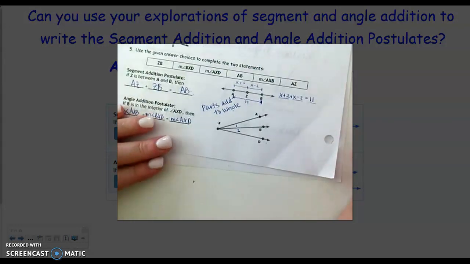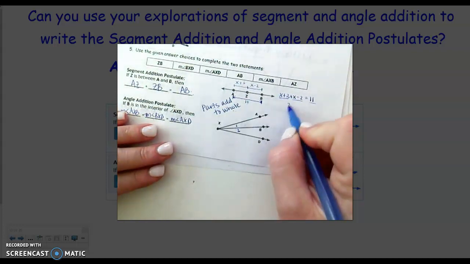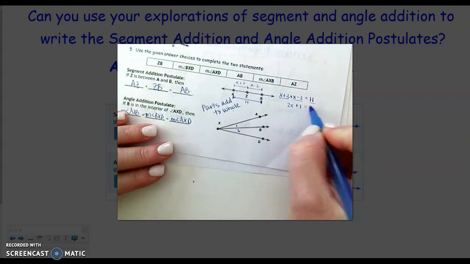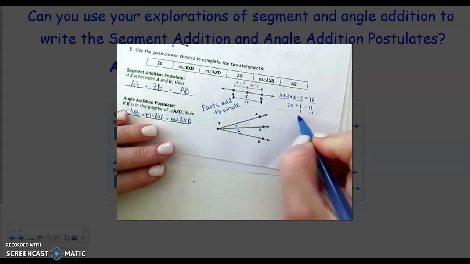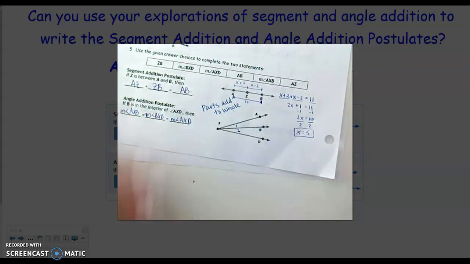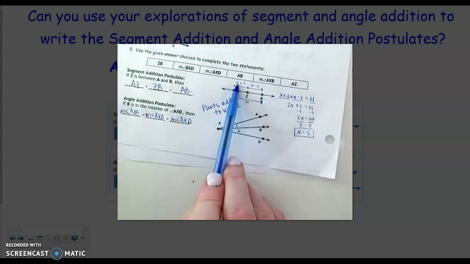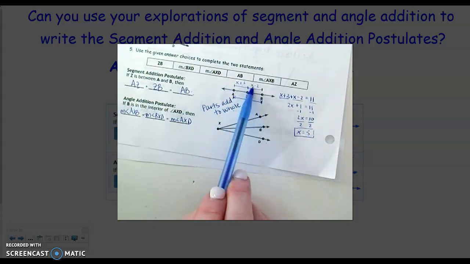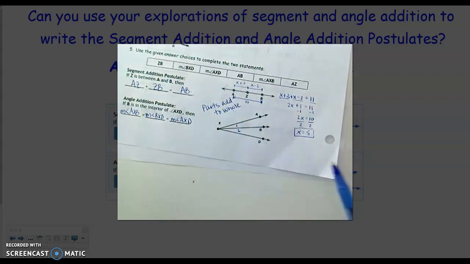So then it's just algebra from there on. You're combining your like terms of the x's and the 3 and the negative 2, and then using your subtraction property of equality and then your division property of equality to get your value of x to be 5. You can always check your answer by putting that back in for x into the two expressions. That would make A to Z be 8 and Z to B be 3, and 8 plus 3 does equal 11.